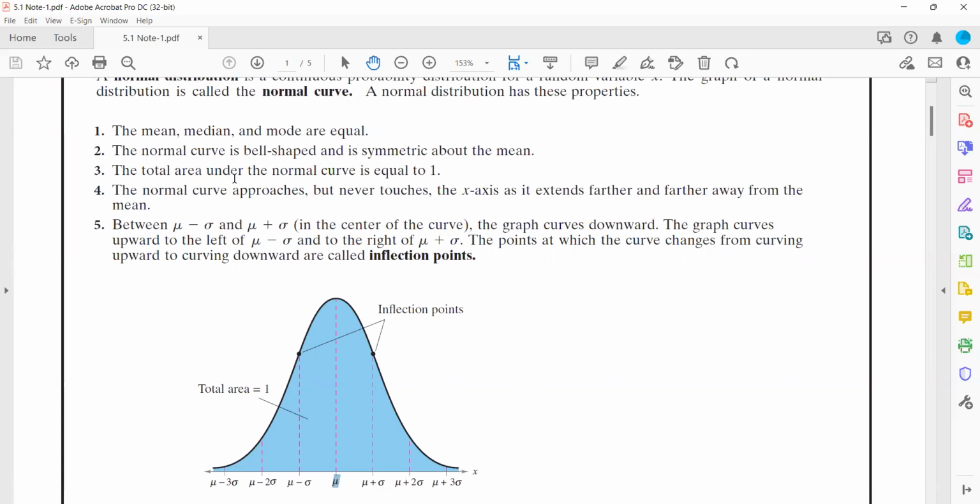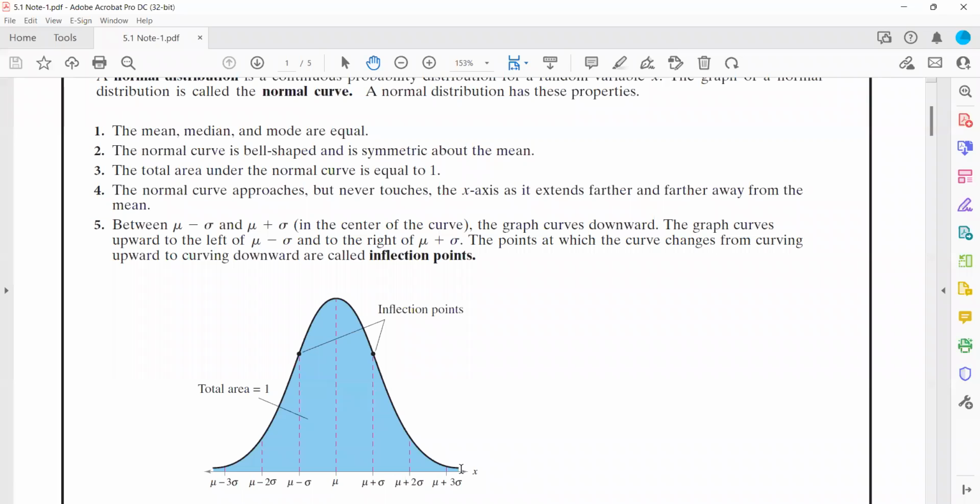Well, the total area below the curve is 1 or 100%. So if you're calculating this area, the total area is 1 or 100%. The normal curve approaches but never touches the x-axis. As you can see, there are some gaps to the left and to the right of these tails. They are not touching the x-axis. They're just approaching.